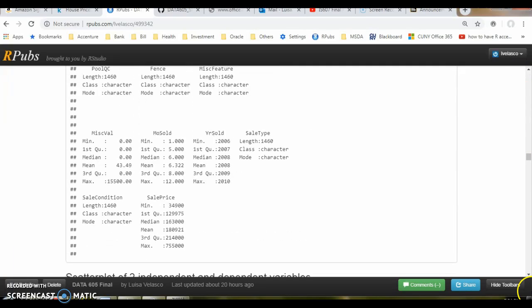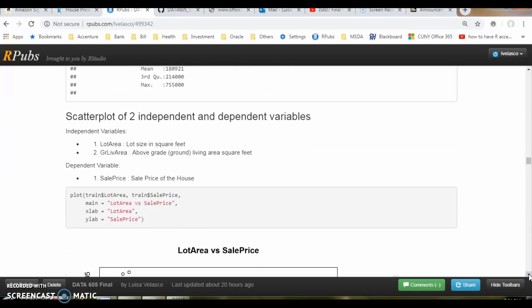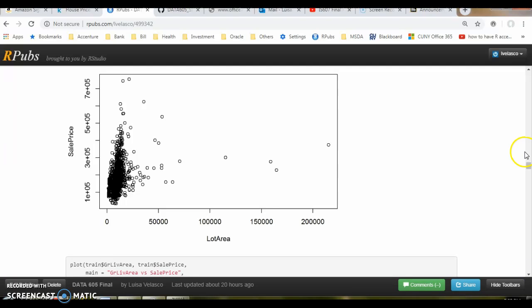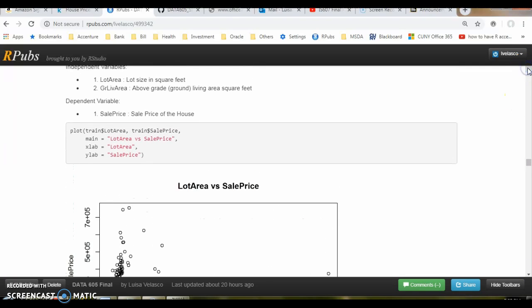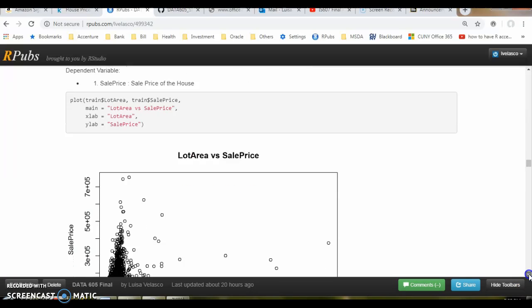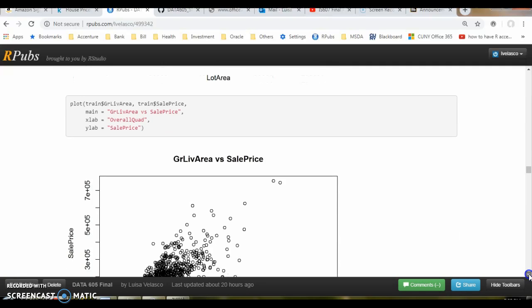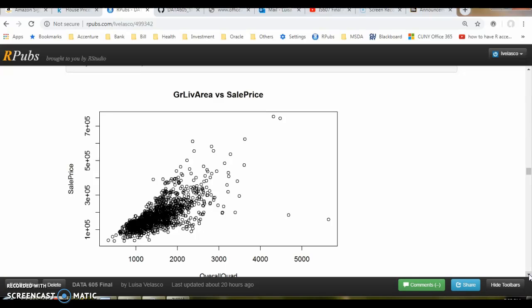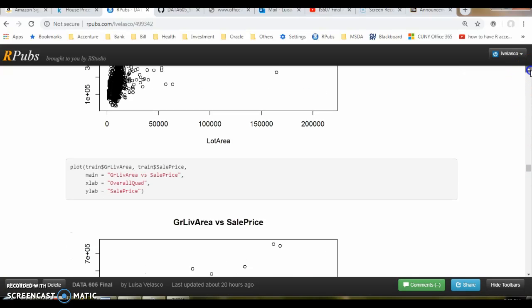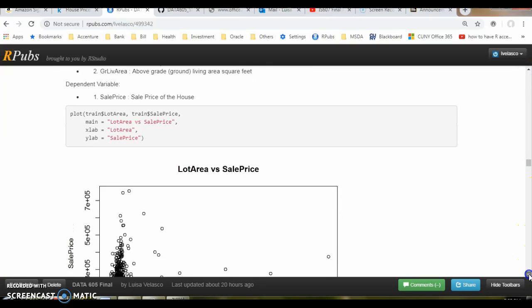For the second item on this problem, we have a scatter plot of two independent variables against the dependent variable. I chose the lot area and the ground living area in square feet, with the sale price being the dependent variable. I have a plot of the lot area versus sale price and a plot of living area and the sale price.